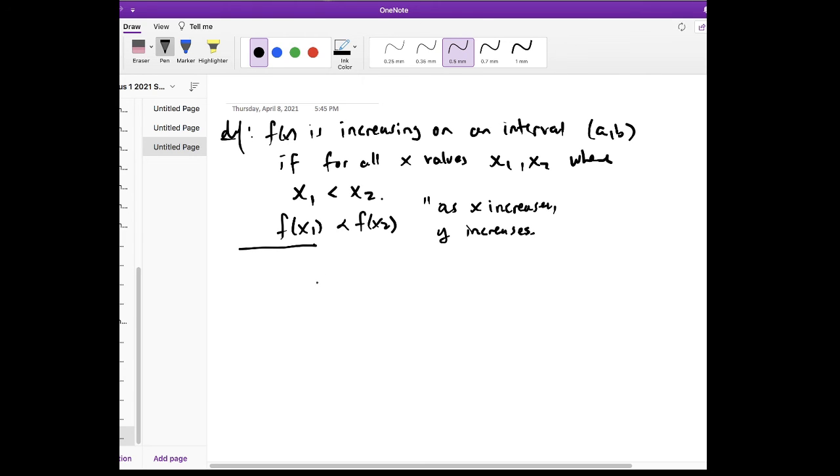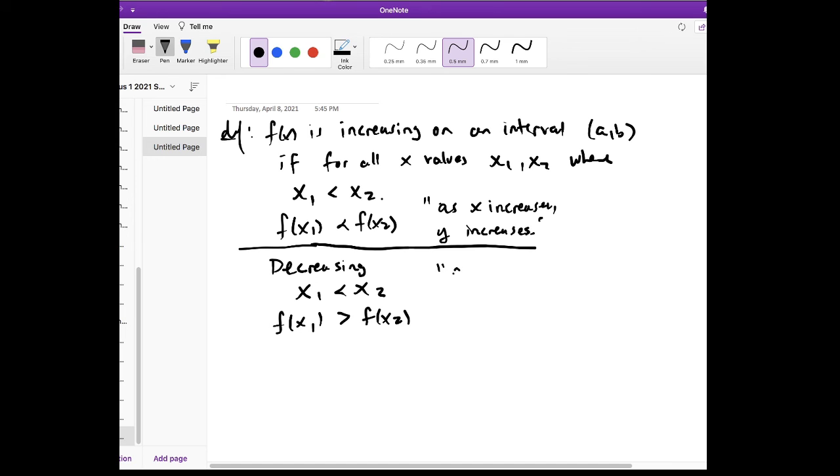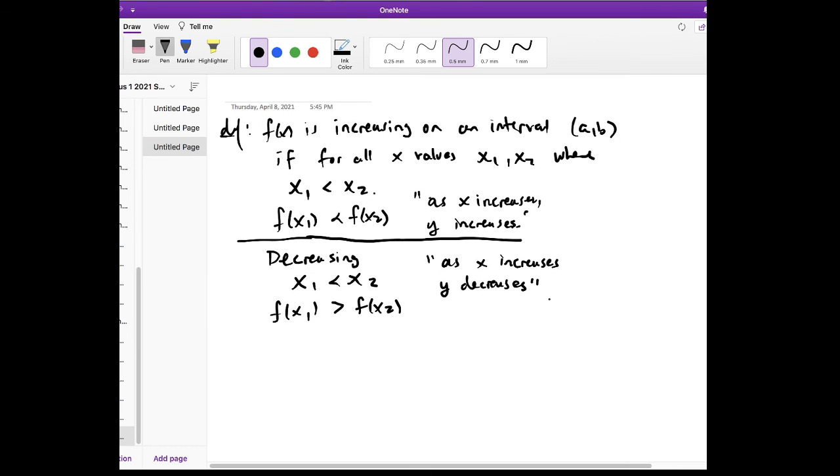So decreasing, it's the obvious statement that as x increases, the y's decrease. As x increases, y decreases. Okay, so do you have any questions just in that definition? Why does that make sense for increasing or decreasing?